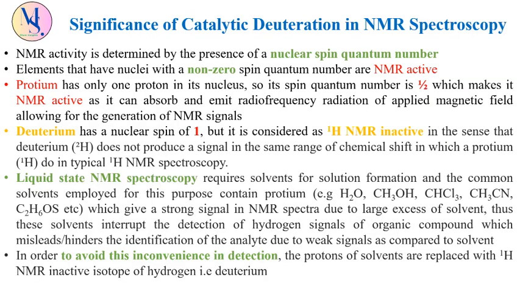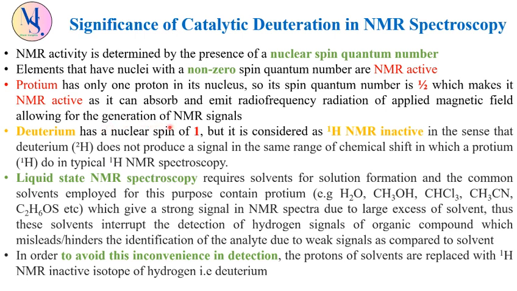Catalytic deuteration finds its applications in nuclear magnetic resonance spectroscopy. As you know, NMR activity is determined by the presence of nuclear spin quantum number. So the elements that have nuclei with a non-zero spin quantum number are considered NMR active. The protium, which has only one proton in its nucleus, its spin quantum number is 1/2, which makes it NMR active because it absorbs and emits radio frequency radiation of externally applied magnetic field that helps in generation of NMR signals.